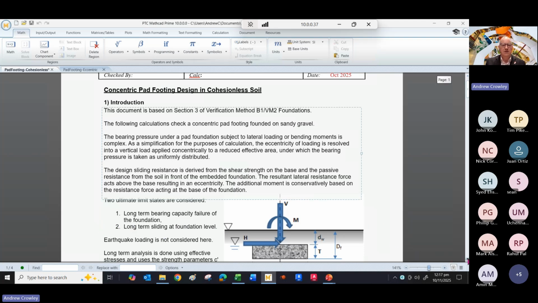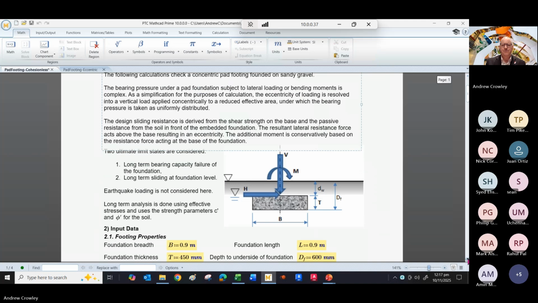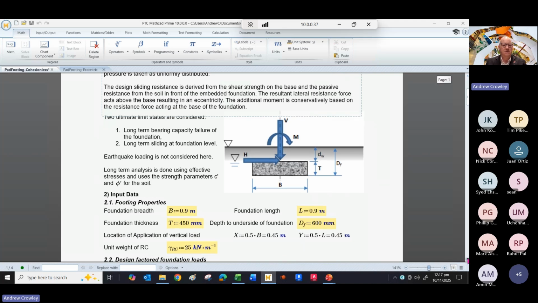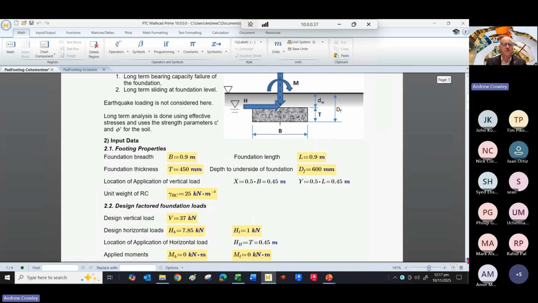We're not considering earthquake loading. You could do, but that's another exercise. You need to modify what the loading is and the geotechnical parameters suitable for earthquake loading. A reminder, long-term analysis is done using effective stress and uses strength parameters, the effective cohesion and the effective angle of shearing resistance. So we begin by putting in our parameters for the footing.